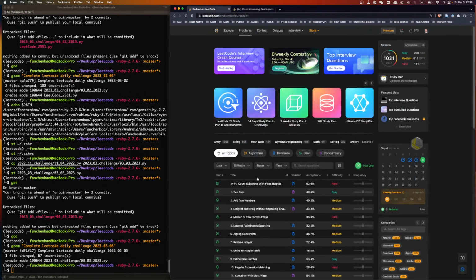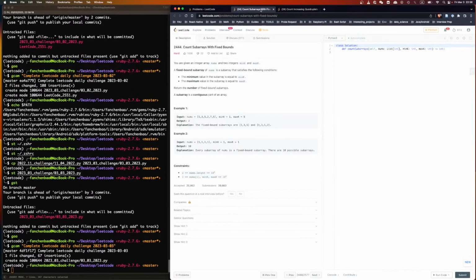All right, what do we have today? Oh, jeez. Count subarrays with fixed bounds. What's this? You're given an integer array nums and two integers, minK and maxK. A fixed bound subarray of nums is a subarray that satisfies the following conditions: the minimum value is equal to minK, and the max value is equal to maxK. Return the number of fixed bound subarrays.